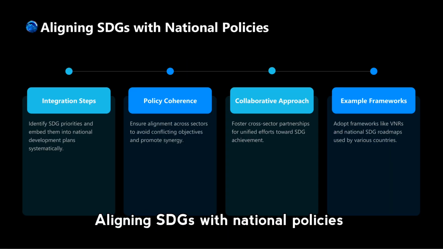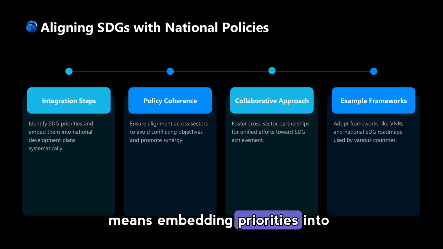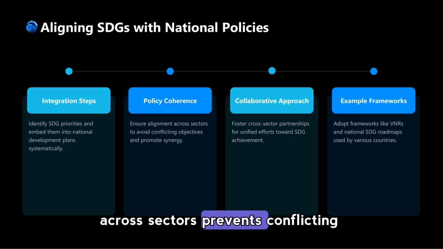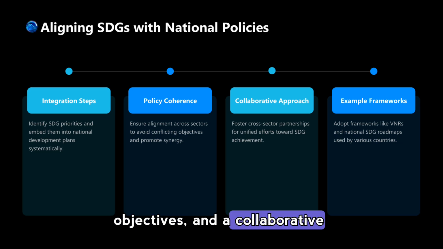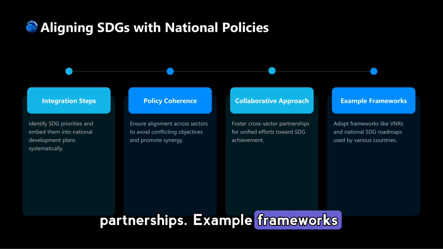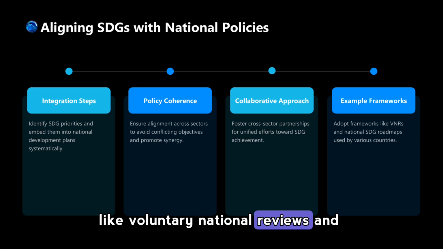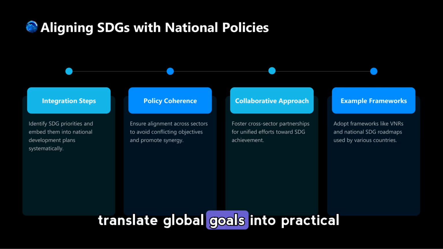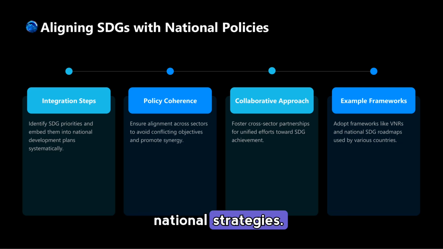Aligning SDGs with national policies means embedding priorities into development plans through clear integration steps. Policy coherence across sectors prevents conflicting objectives, and a collaborative approach fosters cross-sector partnerships. Example frameworks like voluntary national reviews and national SDG roadmaps help translate global goals into practical national strategies.